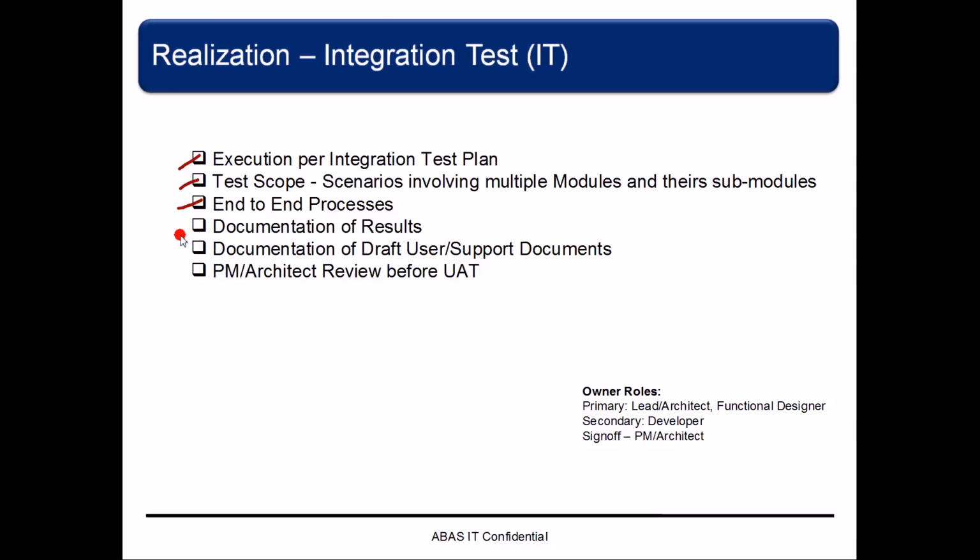We're going to document the results, and the draft user and support documents, because once the integration test is done, it will go for the user to do the testing, and it has to be reviewed by the PM/architect before the UAT. And the owner of those documents, primary is the lead architect or functional designer, secondary is the developer, and sign off is the PM or architect.